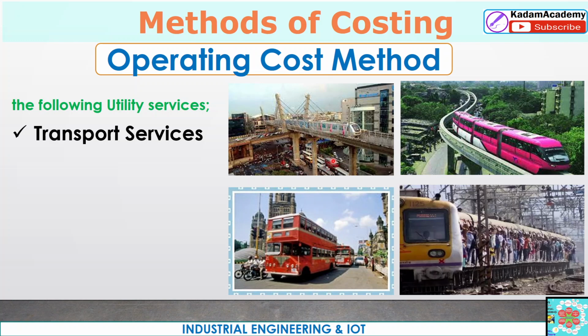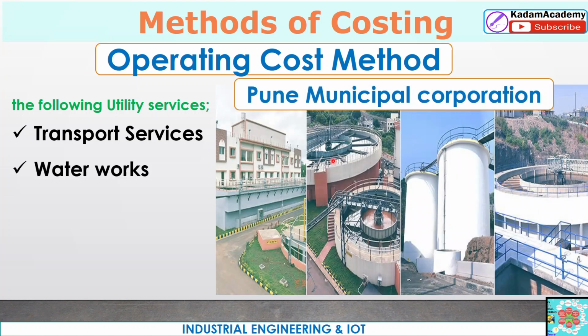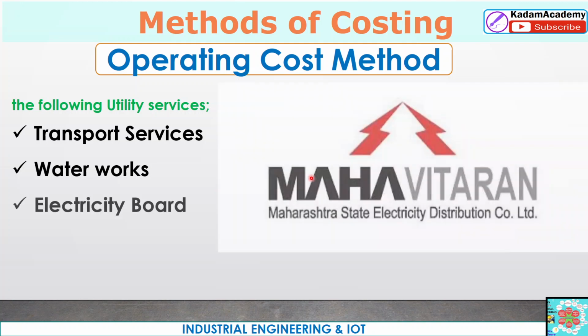Under this, what will happen? This method is adopted by firms which supply utility services, for example, transport or water works. See here, this is the Pune Municipal Corporation water works. They are having their own department, so they are providing the utility service for water works. Electricity Board, Mahavitaran company in Maharashtra, the Maharashtra State Electricity Distribution Company Limited. So they are providing the utility service.